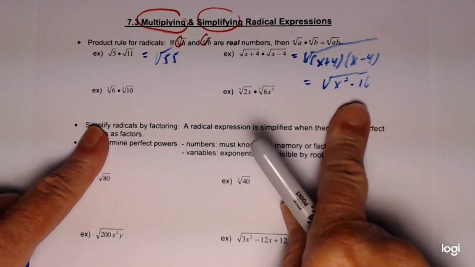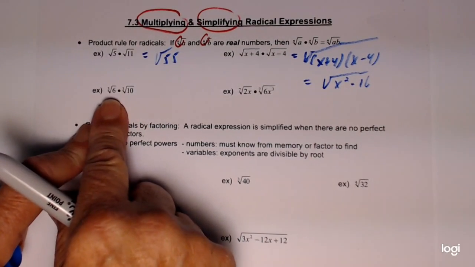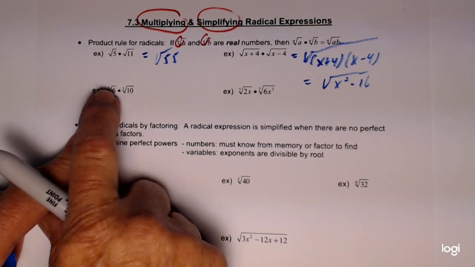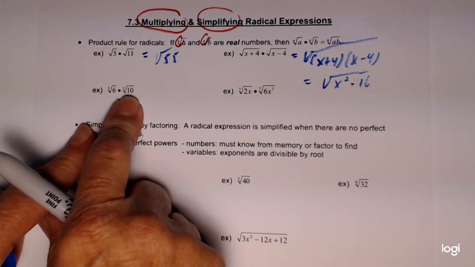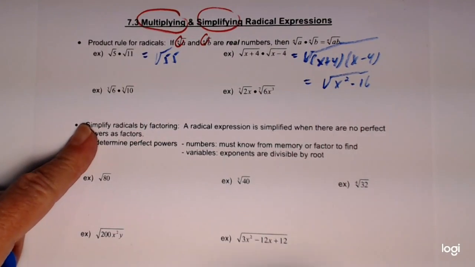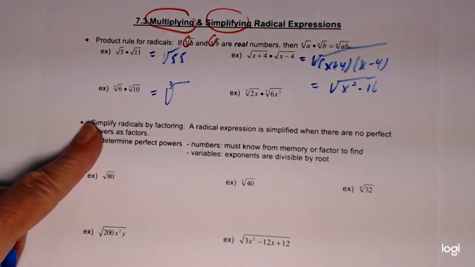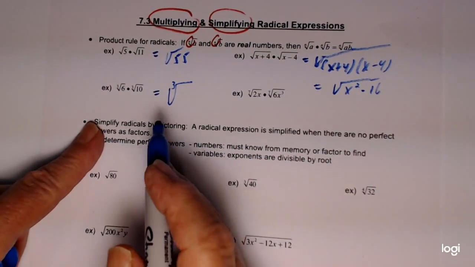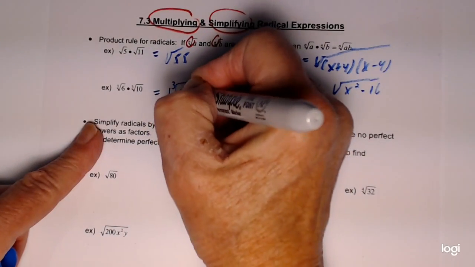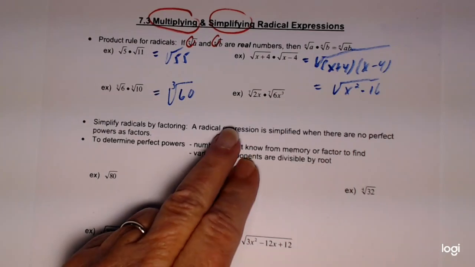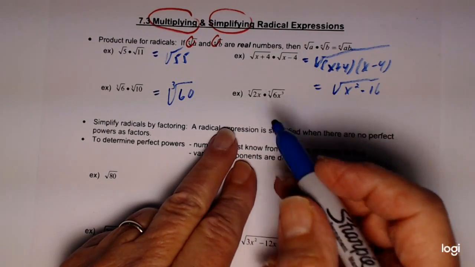Next example, we no longer have square roots, we have cube roots, but both factors we're looking at involve cube roots. They're the same. So we just multiply what's underneath the radical. And now let's not forget to write our 3 there to show it's a cube root. 6 times 10 is 60. So that's our answer. Last example of multiplication.